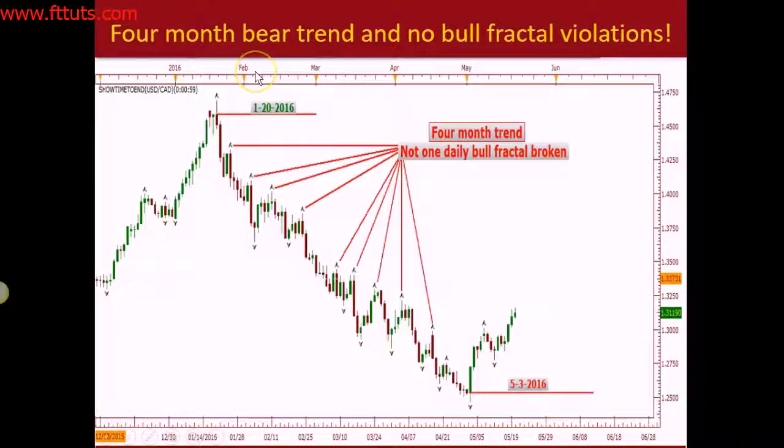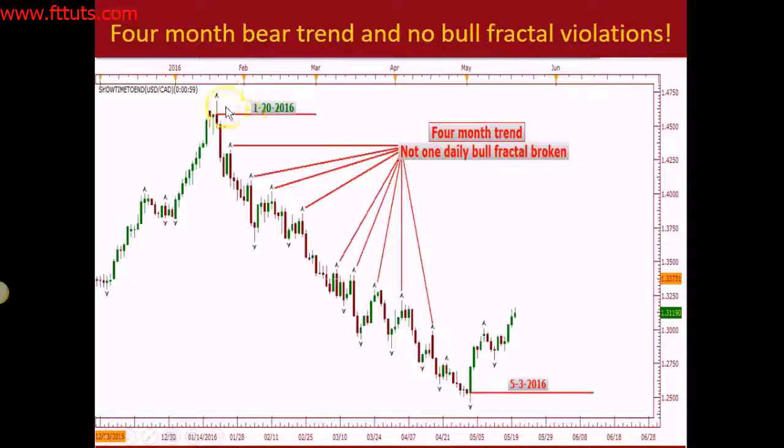Now here's a 4-month bear trend and no bull fractal violations, guys. This is why I'm telling you that it's so important to follow the map. The map of the market is the basic structure, and that structure is determined by these fractal breaks, by the impulse and corrective waves. All right, and then you could see this is a bull fractal, another bull fractal, another, and another. Every one that I have been pointing to in this trend never violated any of those fractals. Therefore, you should be trading to the downside because we're violating these bear fractals all through here.